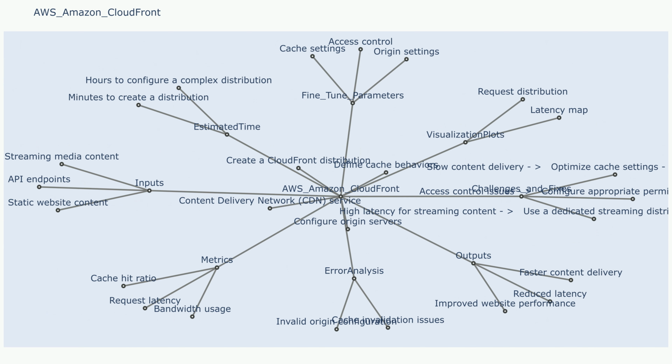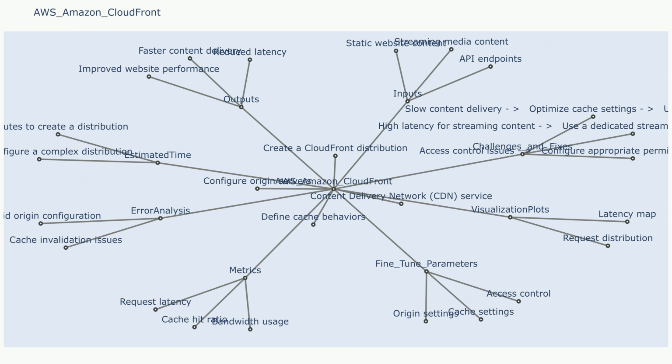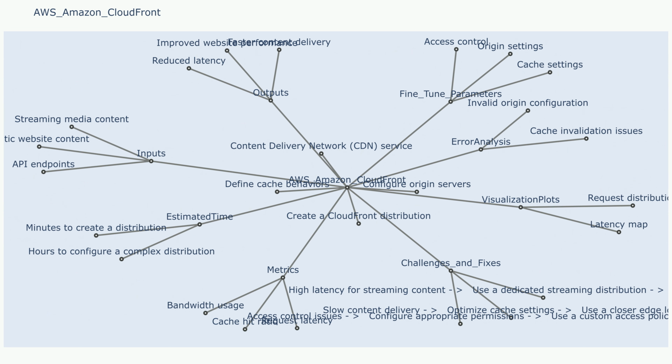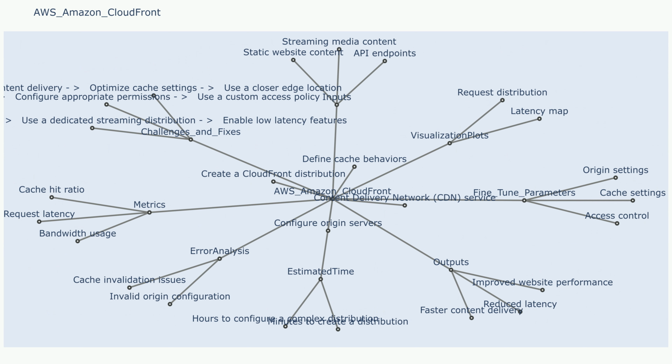Domain name. Purpose: to provide a publicly accessible URL for your content. Explanation: CloudFront requires a domain name, e.g., example.com, to distribute content to end users. This domain name is used to create a CloudFront distribution, providing a CDN endpoint for your content.